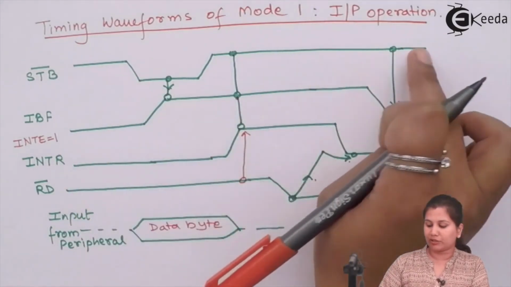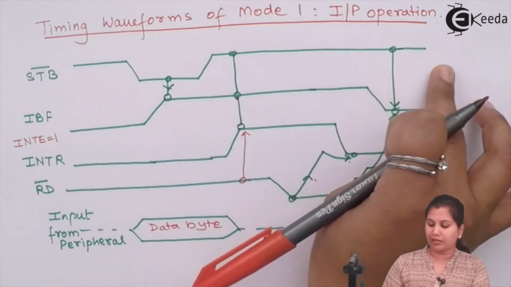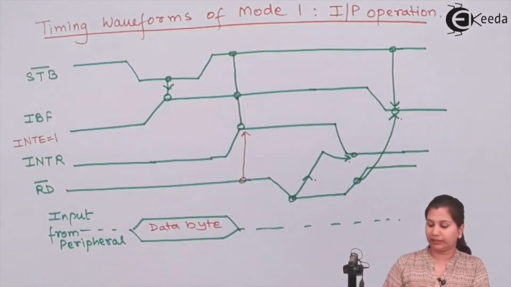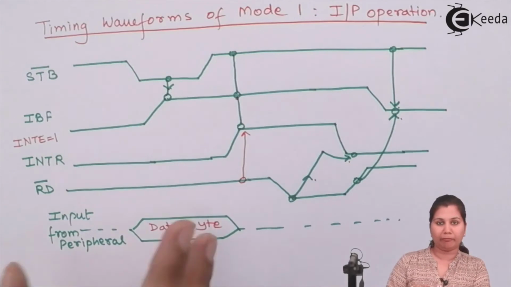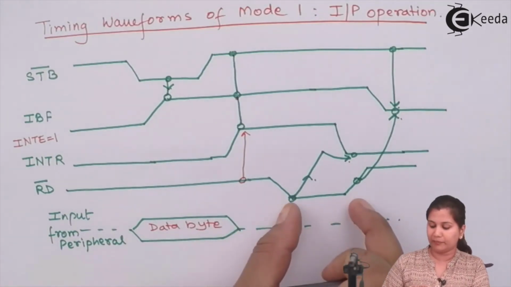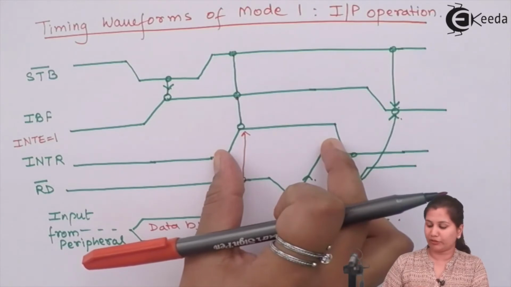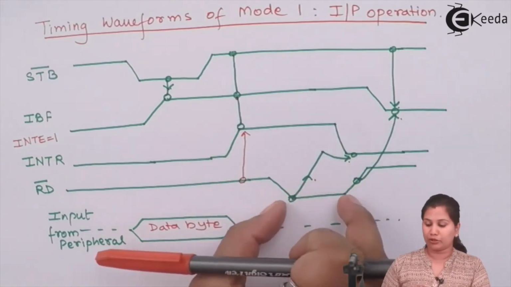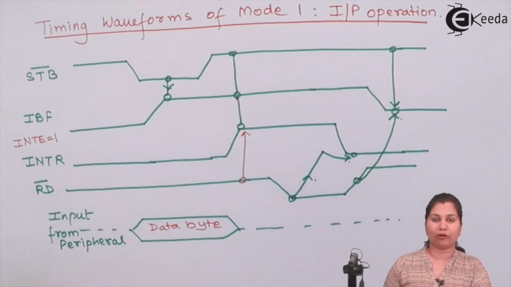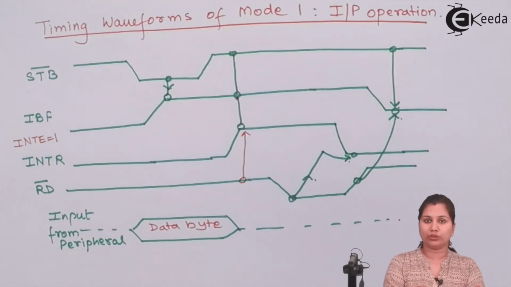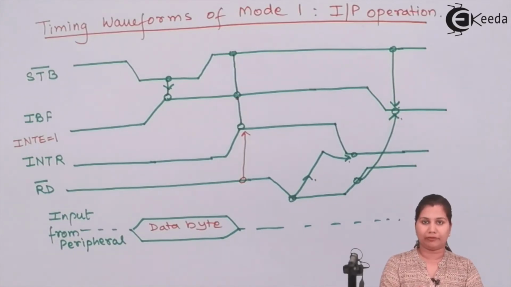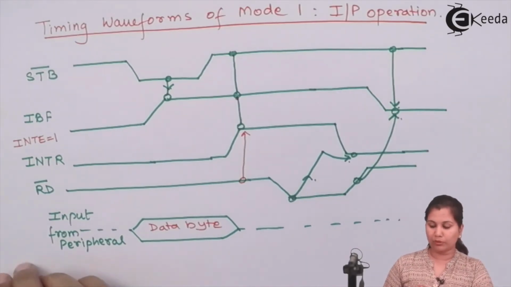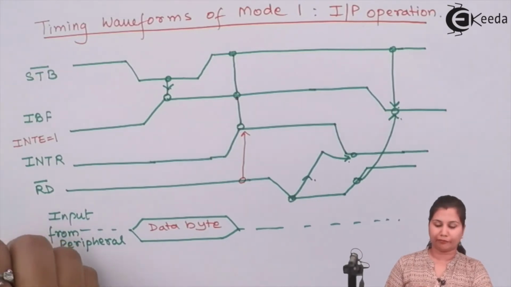And strobe is already high there. Now if the next data byte is transmitted, again strobe will go low, input buffer full will go high, first the interrupt request will be generated, and then the data byte will be read by the microprocessor through the read signal. In this way the input operation is performed: the data byte sent by the peripheral device to the 8255 is read by the 8085 microprocessor. So this was the mode 1 input operation timing waveforms.